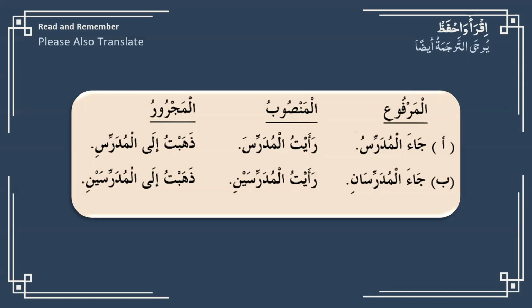Ja'a al-mudarrisu. The teacher came. Ra'aytu al-mudarrisa. I saw the teacher. Dhahabtu ila al-mudarrisi. I went to the teacher. Ja'a al-mudarrisan. Two teachers came. Ra'aytu al-mudarrisain. I saw two teachers. Dhahabtu ila al-mudarrisain. I went to the two teachers.